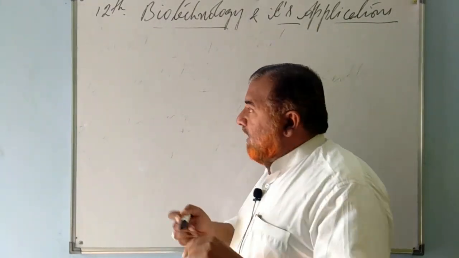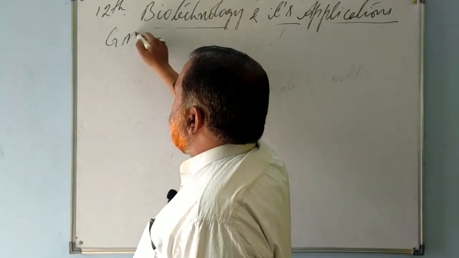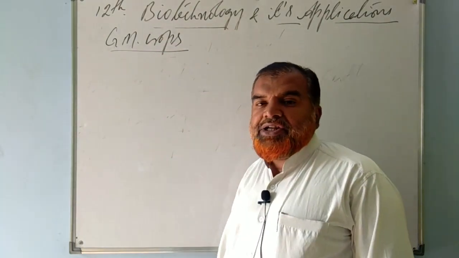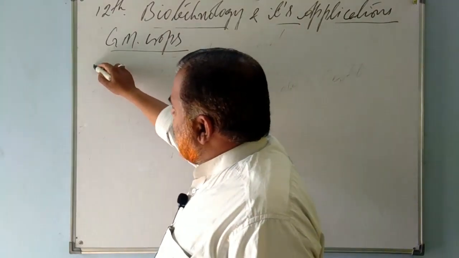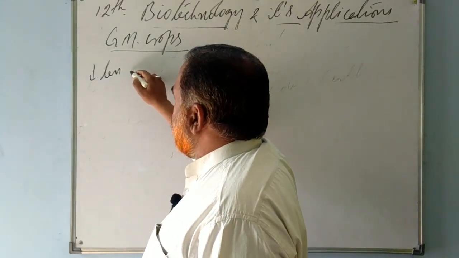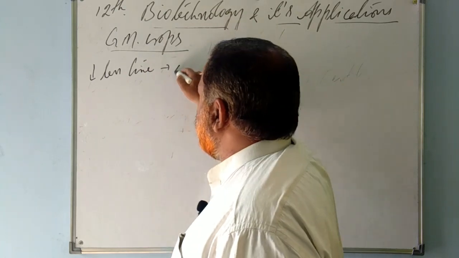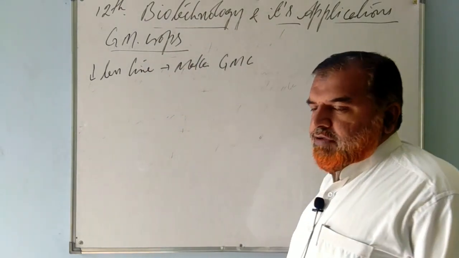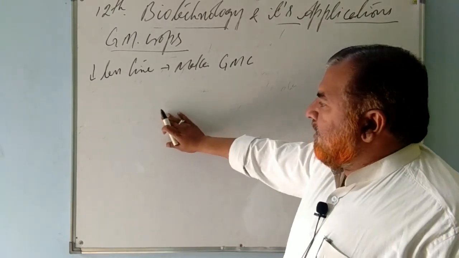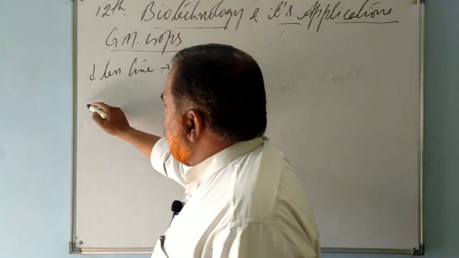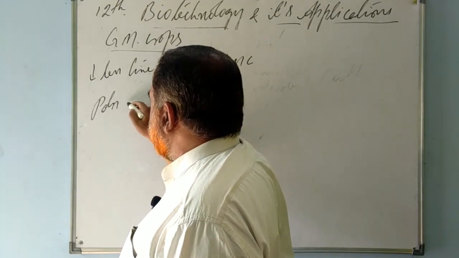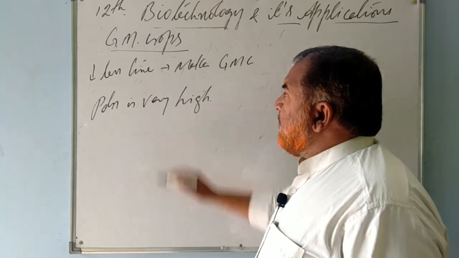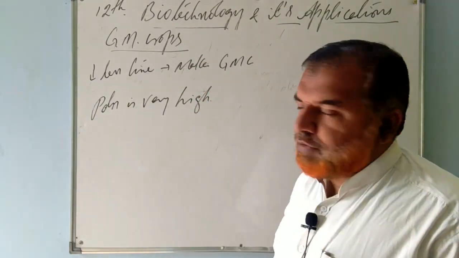So when we switch to transgenic plants, they are known as GM crops, genetically modified crops. So what are the advantages in genetically modified crops? It takes very less time to make the genetically modified crop where you can alter the genome, right? And here the production is very high. These are the advantages of GM crops.